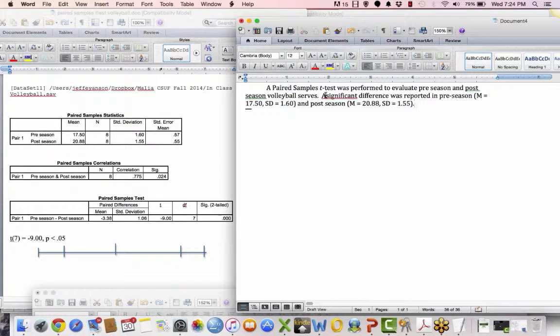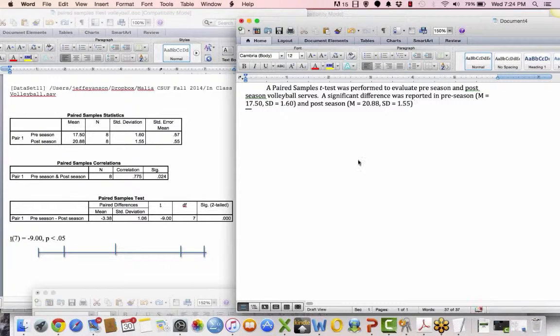Period. Okay, so we've said that there's a significant difference, which is a .000 here. We've now reported that there was a significant difference, and the preseason mean and standard deviation, and the postseason mean and standard deviation. Now, when I look at this as a scholarly reader, I can already tell that the postseason was better than the preseason. But there's more to this.